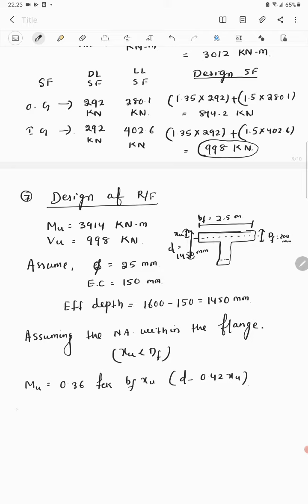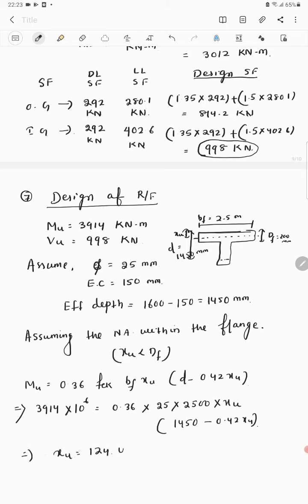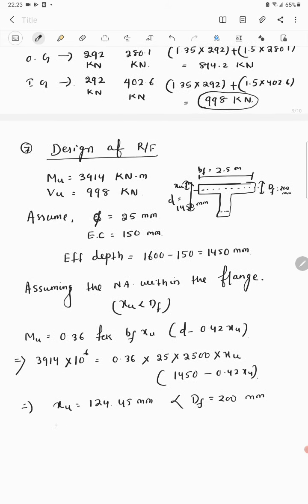Okay, so first you have to check. So what is the Mu? 3914 into 10 to the power 6 is equal to 0.36 into fck 25, Bf is 2500 into Xu into (1450 minus 0.42 Xu). So by solving this, this Xu is coming 124.45 mm, which is less than Df. Okay, so our assumption is correct, hence the neutral axis lies within the flange.